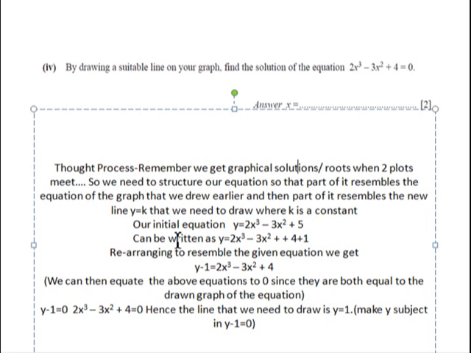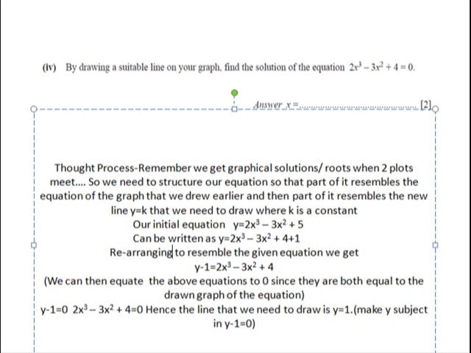Remember, we get graphical solutions or roots when two plots meet. So we need to structure our equation so that part of it resembles the equation of the graph that we drew earlier, and then part of it resembles the new line y is equal to k, where k is a constant. Okay, that's our initial equation, y is equal to 2x cubed minus 3x squared plus 5, which can be written as y is equal to 2x cubed minus 3x squared plus 4 plus 1. Make yourself see that 4 plus 1 is equal to 5.